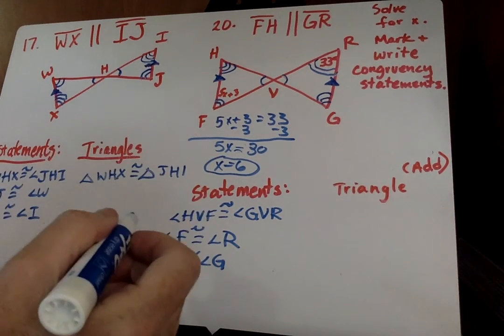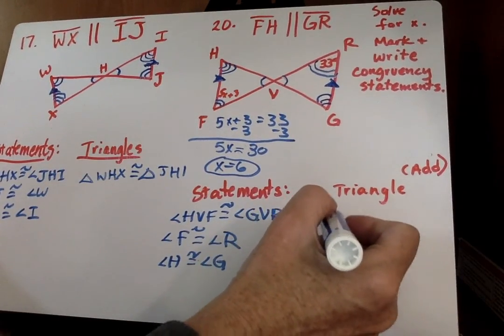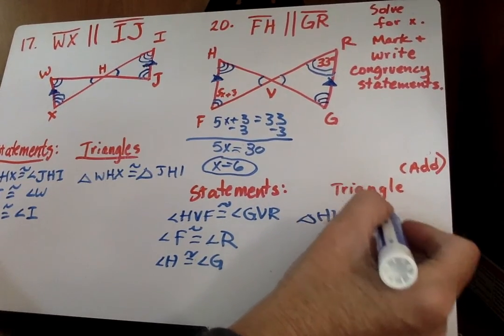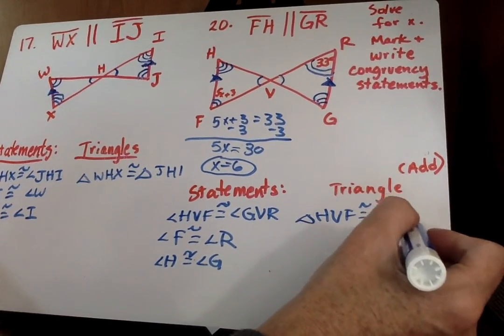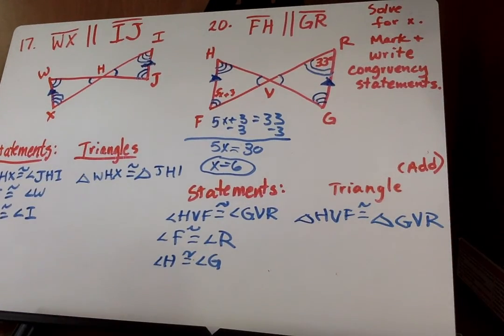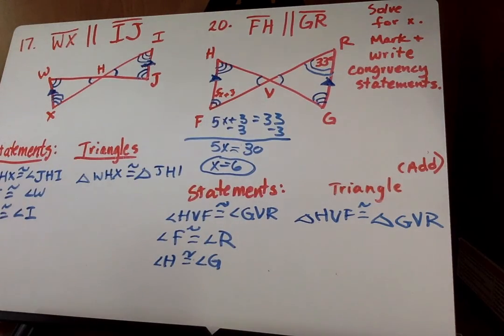So we can say that triangle HVF is congruent to triangle GVR. Yeah, go ahead and write in the triangle. It's not written at the bottom right, but it should be written there. Statements and the triangle statements need to be there.